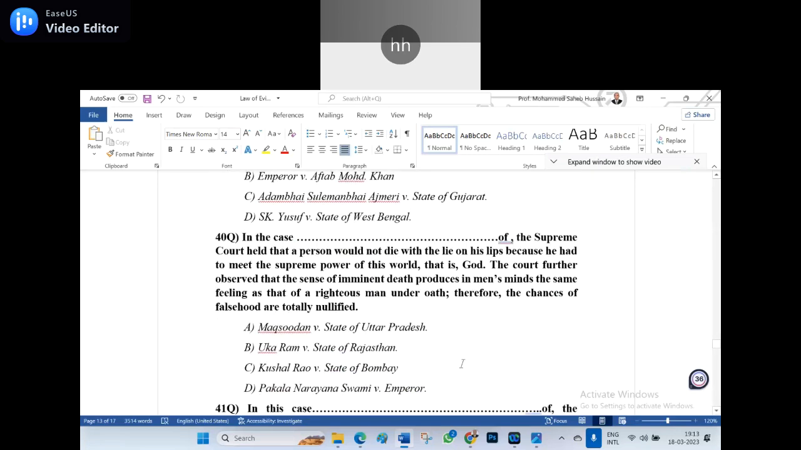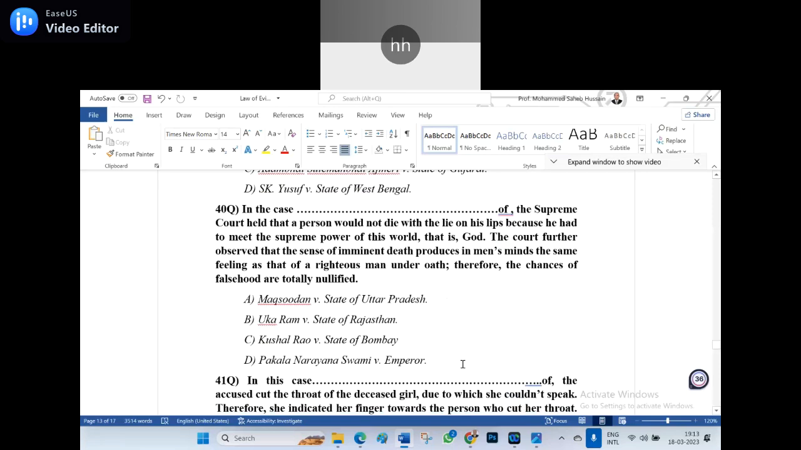40th question. In the case of Dash, the Supreme Court held that a person would not die with a lie on his lips because he has to meet the supreme power of this world, that is God. The court further observed that the sense of imminent death produces in the man's mind the same feeling as that of a righteous man under oath. Therefore, the chances of falsehood are totally nullified. In which case is this decided? A. Maksudan versus State of Uttar Pradesh. B. Ukaram versus State of Rajasthan. C. Kushal Rao versus State of Bombay. D. Pakala Narayana Swami versus Emperor.